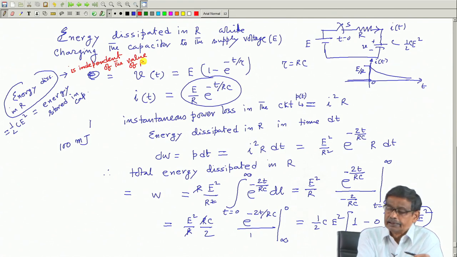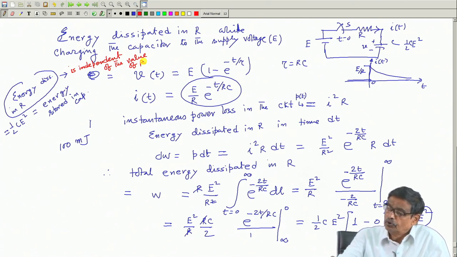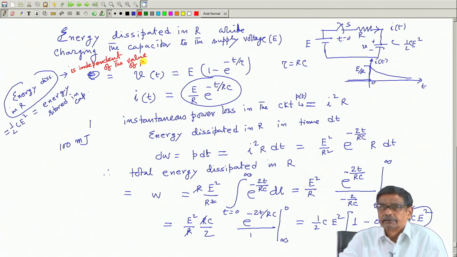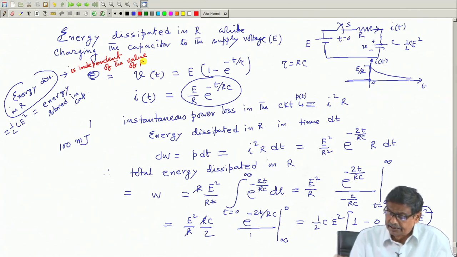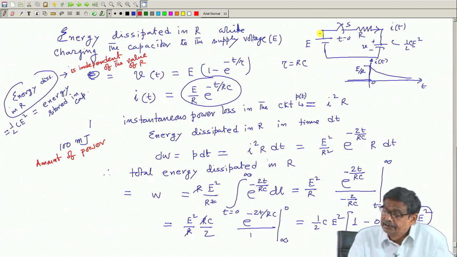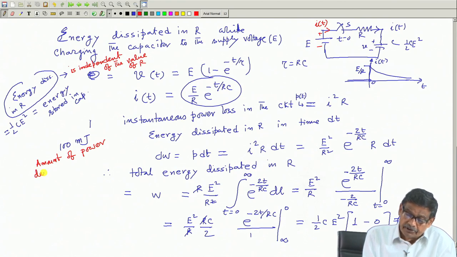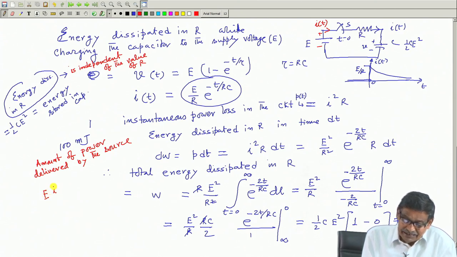That is why we say that if you want to store 100 millijoule in a capacitor, 100 millijoule will also be dissipated in the resistance. And the amount of power delivered by the battery can be easily corroborated by this. We know who delivers power: battery, this is plus, this is minus, i(t) is like this. So, it is delivering power into the circuit. The amount of power delivered by the source is how much? Voltage across it into i(t), and the amount of power is this.